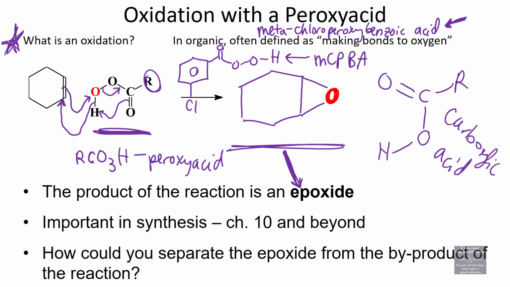So MCPBA, if you see an alkene with an arrow with MCPBA over it, you need to know MCPBA is a peroxy acid, and peroxy acids turn alkenes into epoxides. Yeah? Okay. So that wraps up syn additions. There's one more oxidation reaction we're going to talk about, but let's tack it on a different video so that we can categorize this whole thing as syn addition reactions.